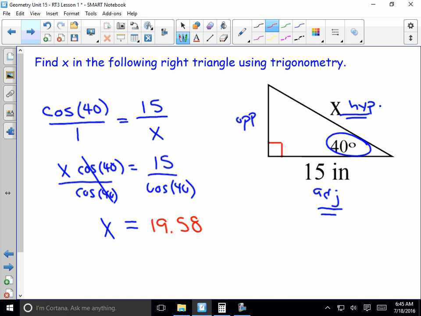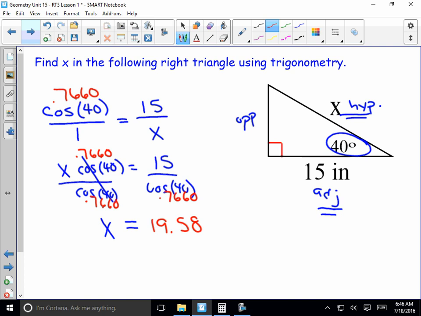Okay, now, one other option you have from the beginning is to plug in the cosine of 40 as 0.7660 and then actually use that as you work through your problem. So 15 divided by 0.7660 is 19.58.